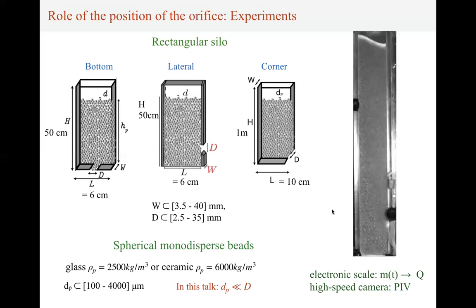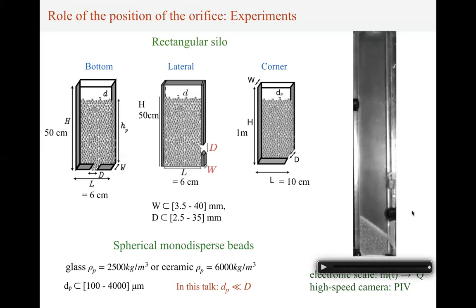So here you can see a typical movie with an outlet at the lateral side. It's just a silo discharge, but you can see what happens if the outlet is not at the bottom. Thanks to an electronic scale, we measure the mass over time and then the flow rate. In all these experiments, the flow rate is constant. We have a steady flow.